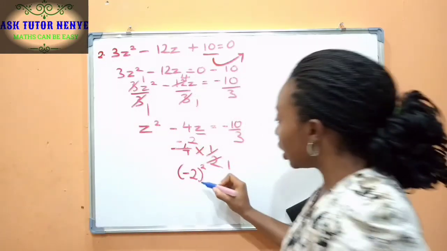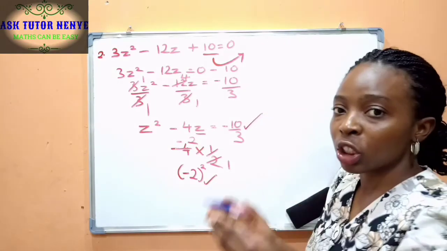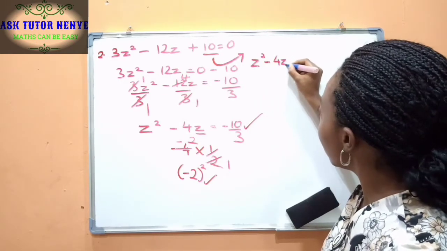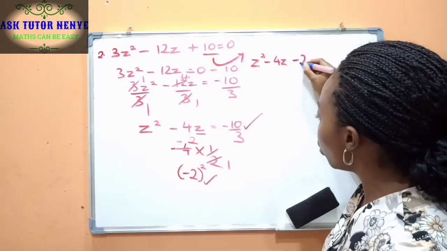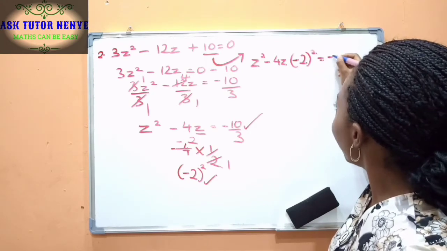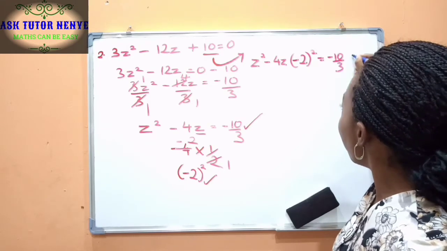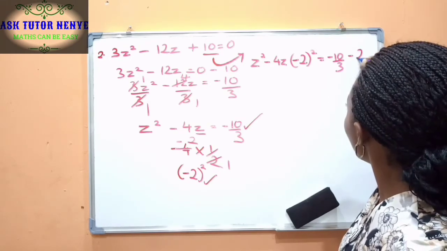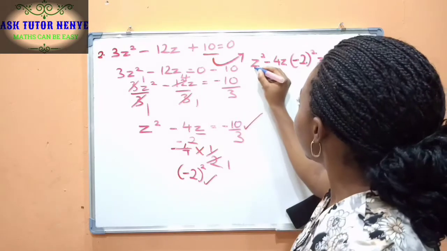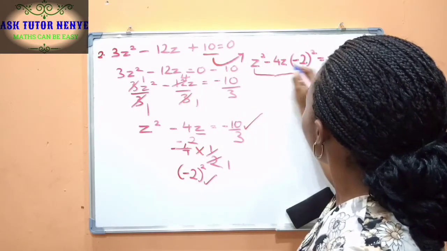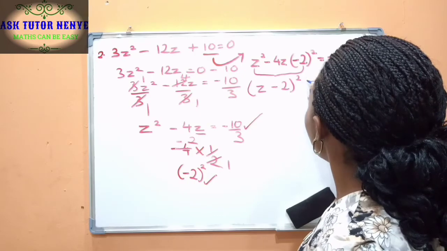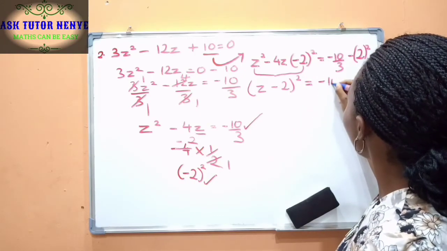So after we have done this, now we've gotten minus 2 squared. We are going to add this minus 2 squared to both sides of this equation. So in doing that, we are going to have z squared minus 4z plus (minus 2) squared. Okay, let's put this in bracket. Equals minus 10 over 3 plus (minus 2) squared. So the next thing we are going to do, let's simplify this, okay? This is z squared minus 4z plus 4, which is the same as writing (z minus 2) squared equals, now we have minus 10 over 3.